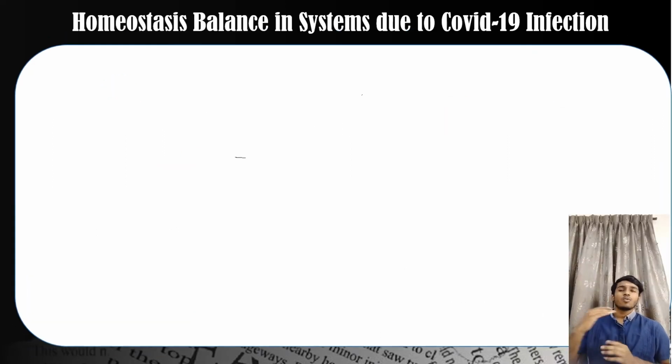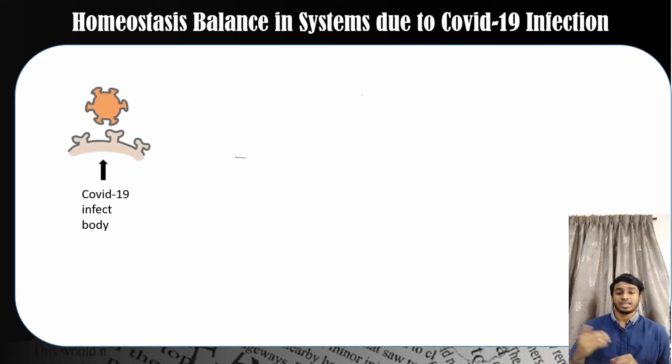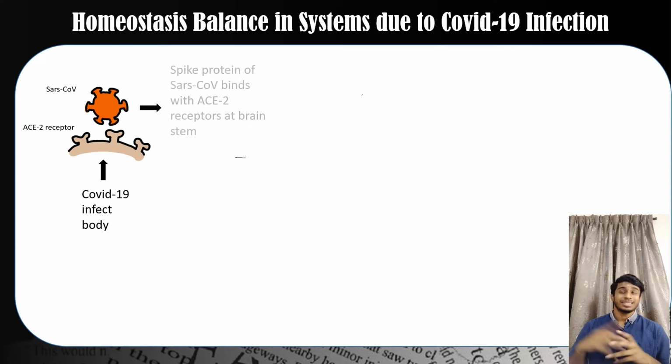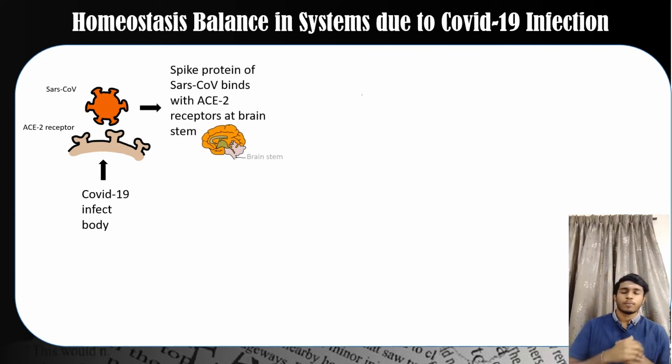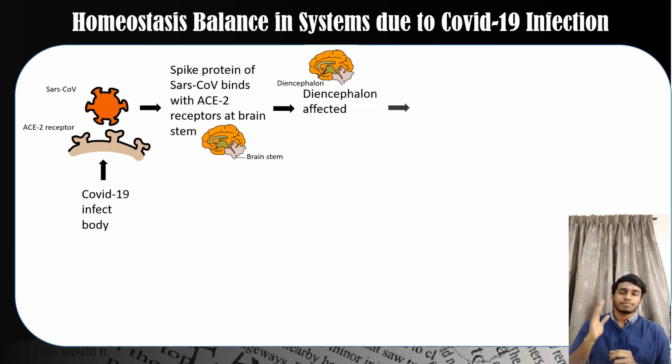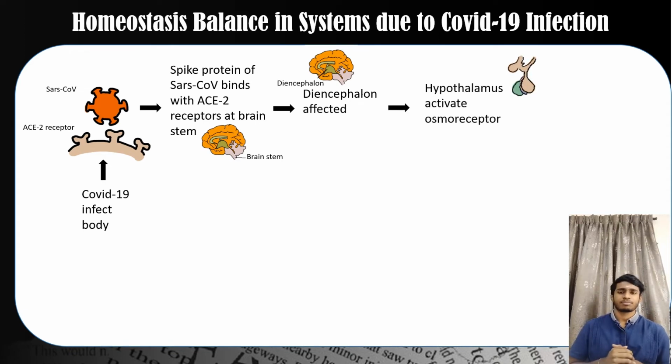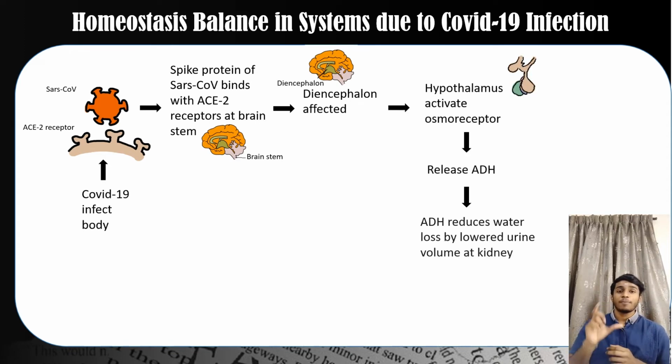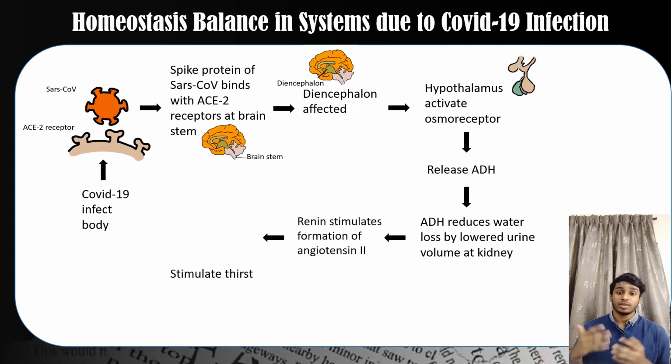Okay, now we see the homeostasis balance in the system due to COVID-19 infection. First, we have to know about the stimulation of thirst. Once COVID-19 infects our body, the ACE receptor in the brainstem binds to the spike protein of SARS-CoV. Then the diencephalon gets affected. After that, the hypothalamus will directly activate osmosis.